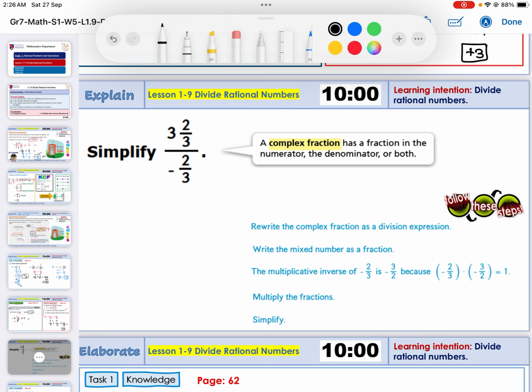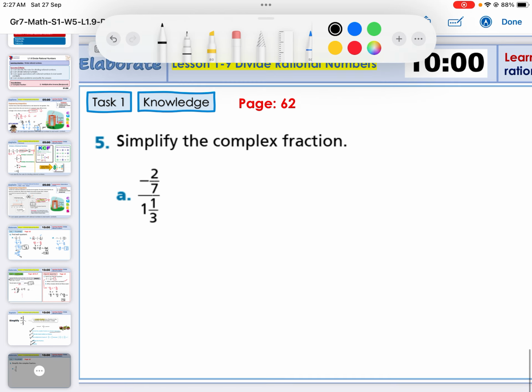Let's move on. Step number one, we're going to simplify this complex fraction. What's a complex fraction? A complex fraction is basically when you have a fraction as a numerator and a fraction in the denominator. So step number one, you need to rewrite it as a division problem, a normal division expression. A number here, division, a number here. You've got the dividend and the divisor. Then you need to convert the mixed number into a fraction. Then you apply KCF. Then you multiply and then you simplify. That's it. So let's simplify this one.